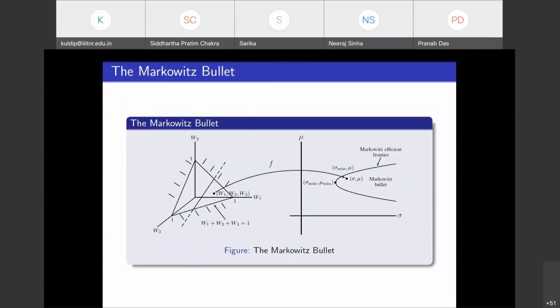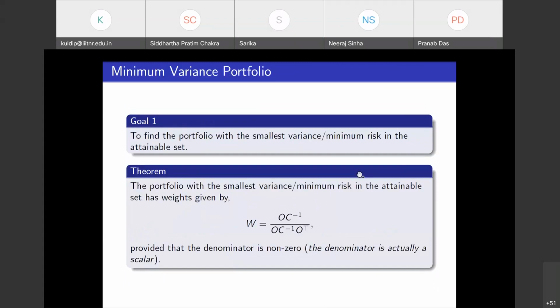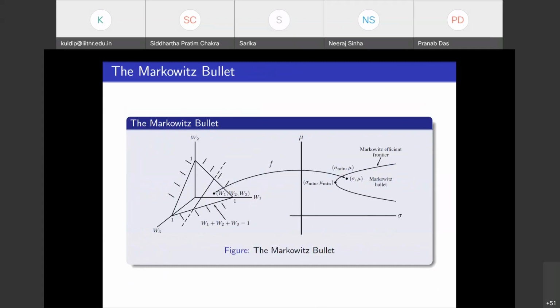Now, at this point, I want to digress. Remember that this efficient frontier was what? The efficient frontier is either the minimum variance, which is what I have found just now, or it is the constrained case where you fix your mu and find the minimum variance, or you fix your sigma and find the maximum return. So this was the first goal that we have basically found out.